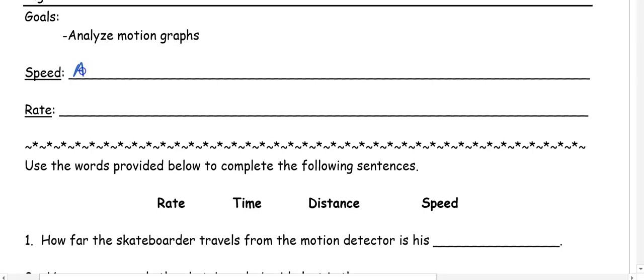So speed is a change in distance compared to time. This is always going to be positive. It's always going to be positive numbers. Right? So the most common speed that we talk about is miles per hour, right?